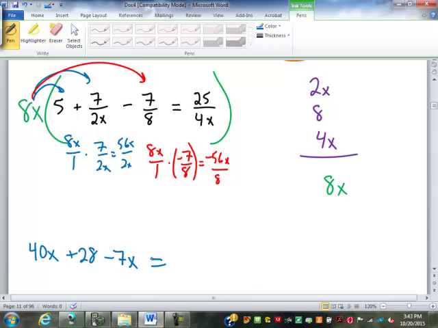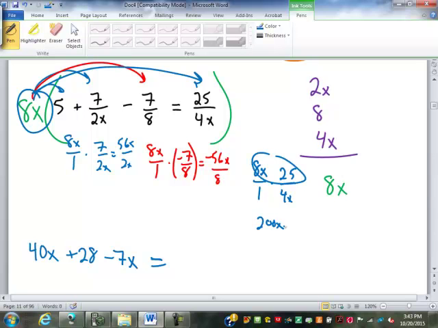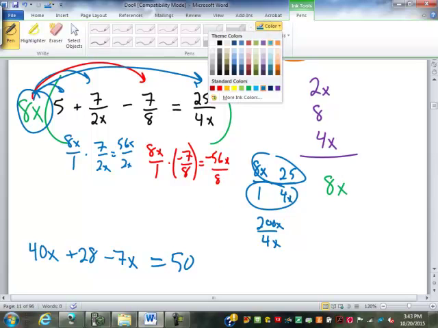Okay. That's going to equal 8x times the 25 over 4x. So 8x over 1 times 25 over 4x. 8x times 25 is 200x. 1 times 4x is 4x. 200 divided by 4 is 50. X divided by x divides out.